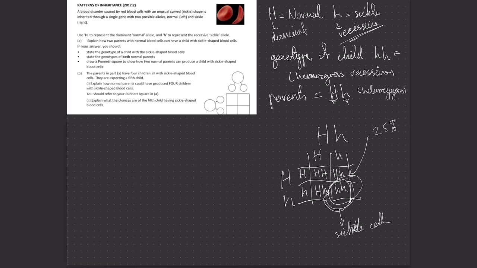Okay, so that's A, done and dusted. Now, we're going to look at B. The parents in Part A have 4 children, all with sickle-shaped blood cells, and they're expecting a 5th child. Explain how normal parents could have produced 4 children with sickle-shaped blood cells, and you should refer to your Punnet square from A, and explain what the chances are of the 5th child having sickle-shaped blood cells.